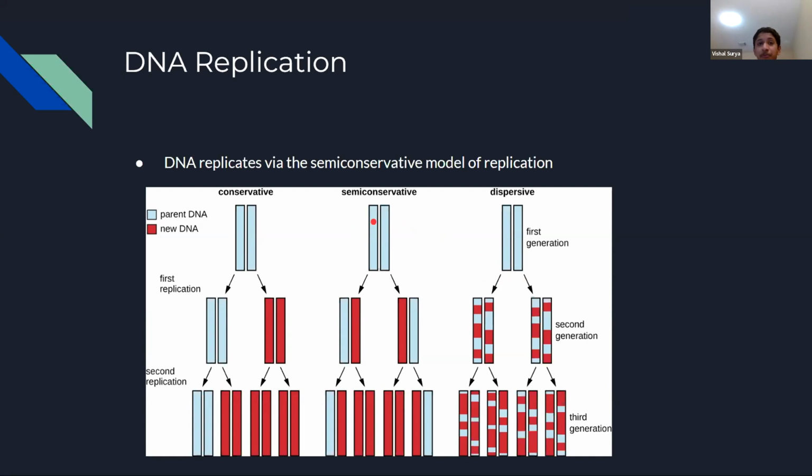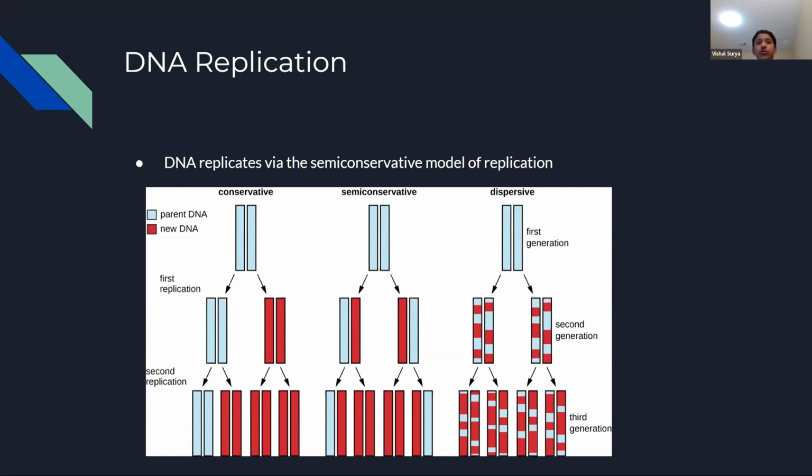But scientists found a really clever way to figure this out. They took advantage of something called radio labeling, where they use a radioactive molecule and tag it to the DNA strands. And so they can visualize it based on certain techniques.